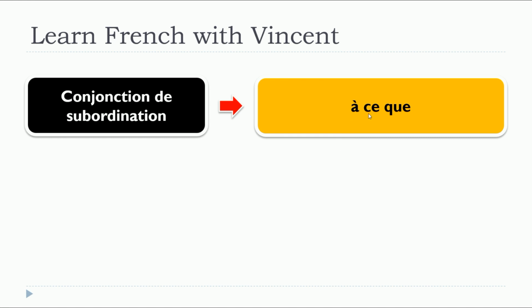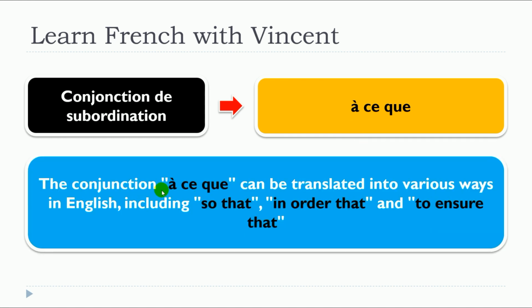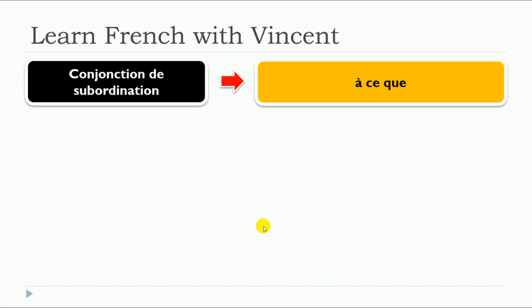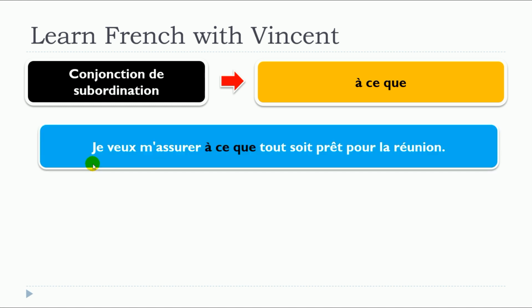So, this lesson is about à ce que. And the conjunction à ce que can be translated into various ways in English, including so that, in order that, and to ensure that. So we will see some examples with à ce que.